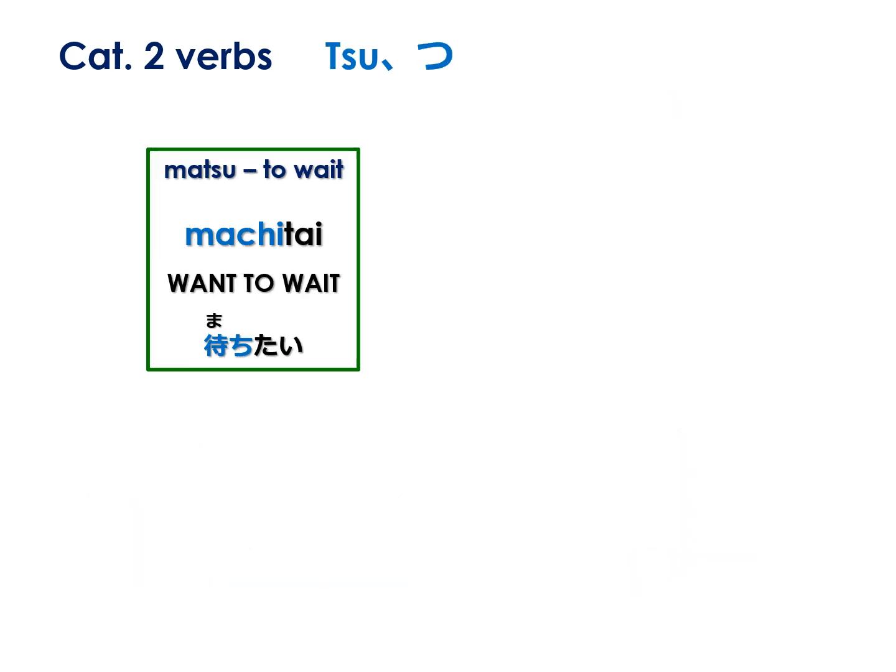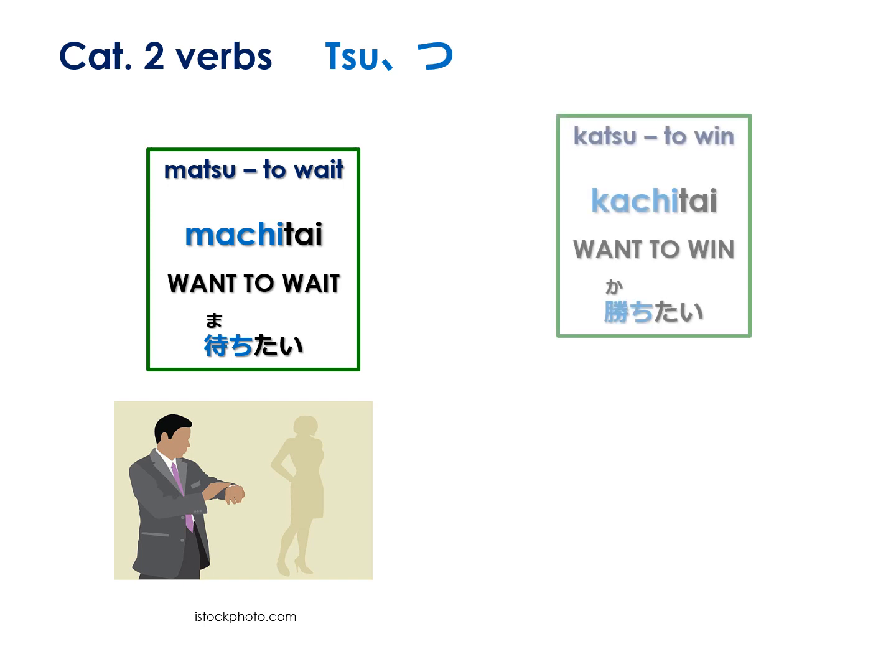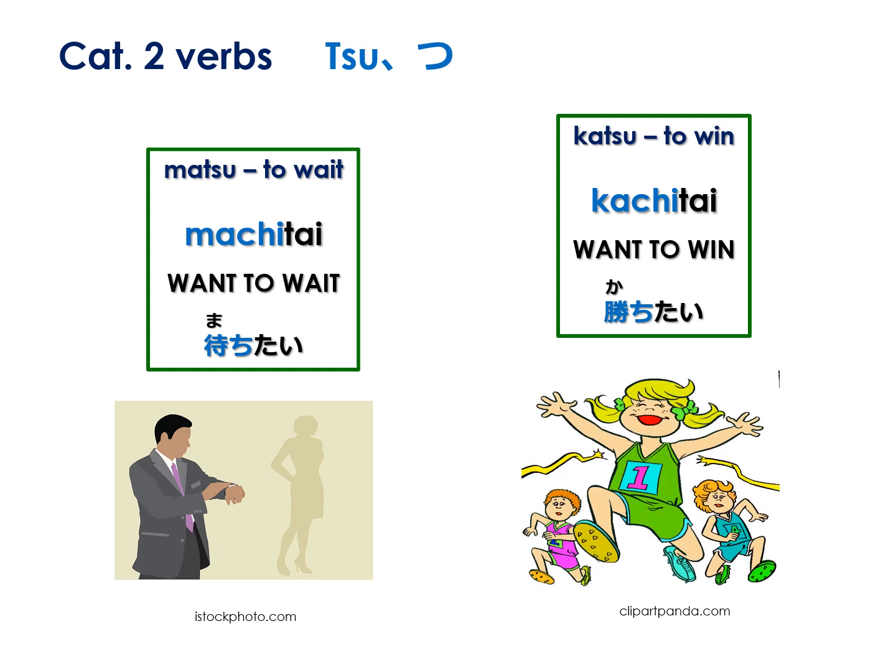待つ means to wait, and 待ちたい means want to wait. 私はあなたを待ちたくないです。I don't want to wait for you. 勝つ means to win, and 勝ちたい means want to win. 試合に勝ちたいです。I want to win the competition.